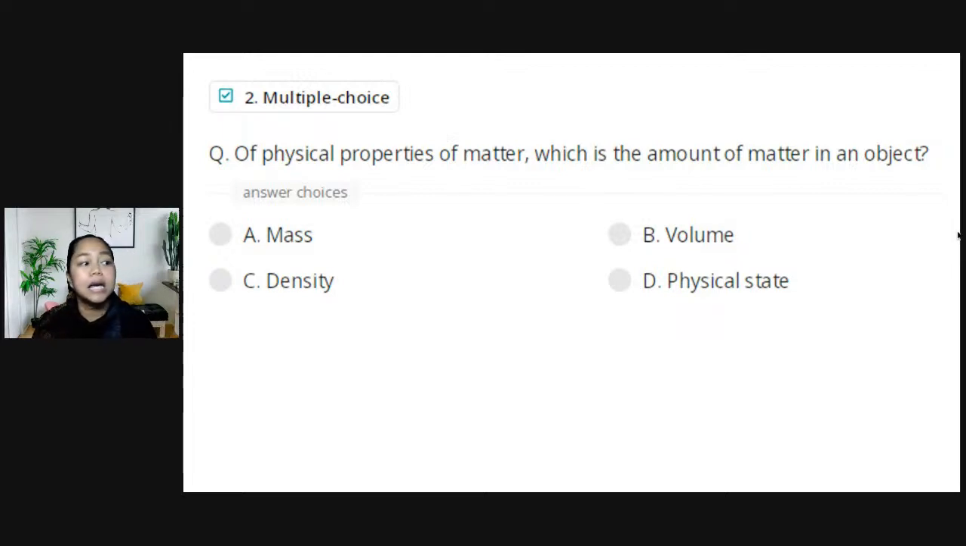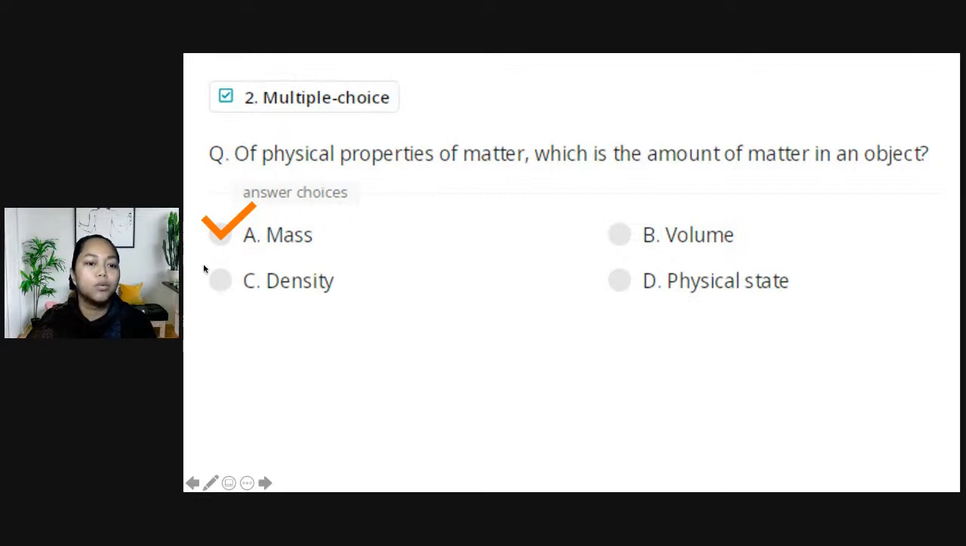Again, this is in the category of science of physical properties of matter, which is the amount of matter in an object. So your hint here are the terms amount of matter in an object. What is the term that we use for the amount of matter in an object? Is it letter A, mass, letter B, volume, letter C, density, or letter D, physical state? And of course, the correct choice here would be letter A, it's the mass.